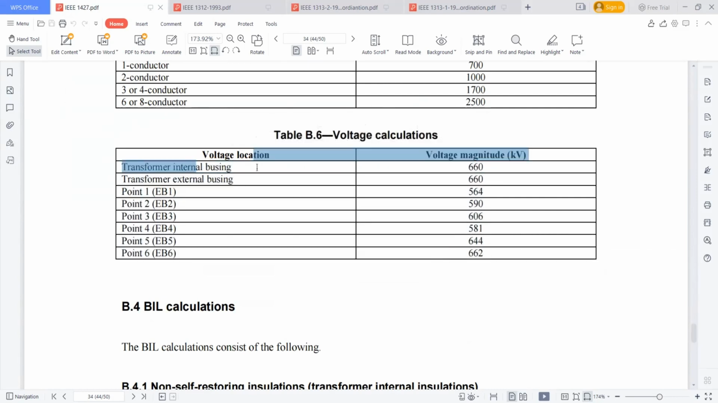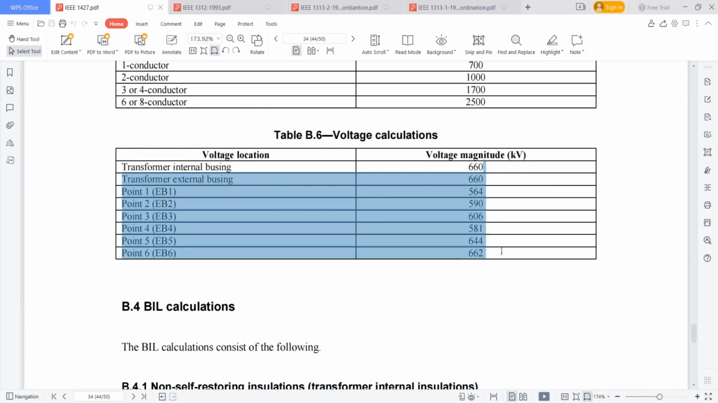From all this, I found these are the surge voltages I can see at all the places. If you see the transformer internal bushing, the surge voltage I am seeing is 660 volts. Similarly, at all the places, these are the surge voltages I am seeing.